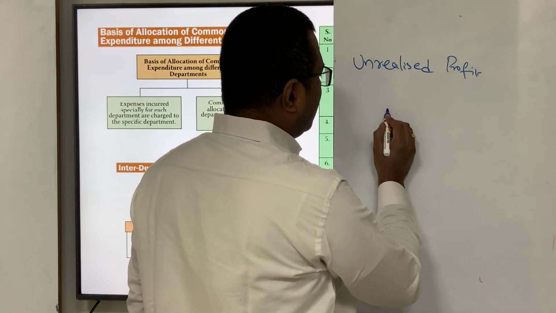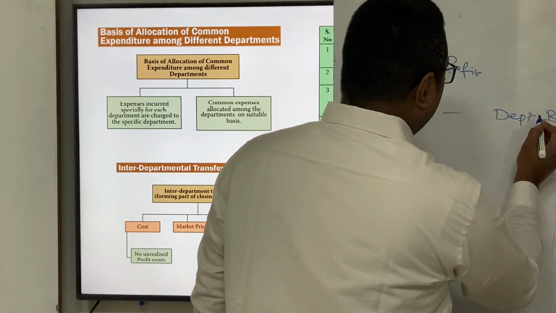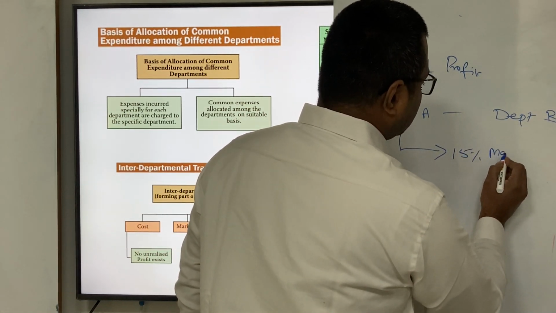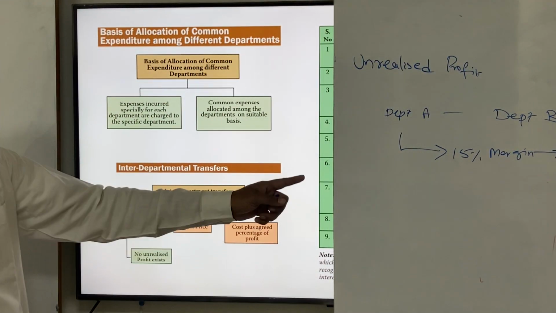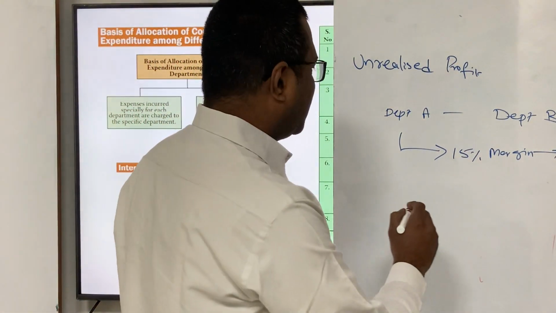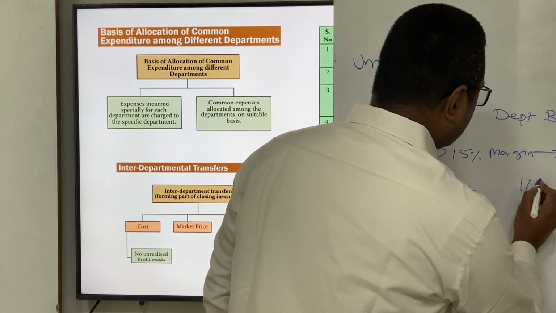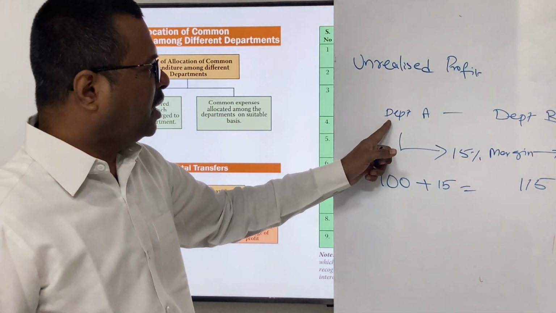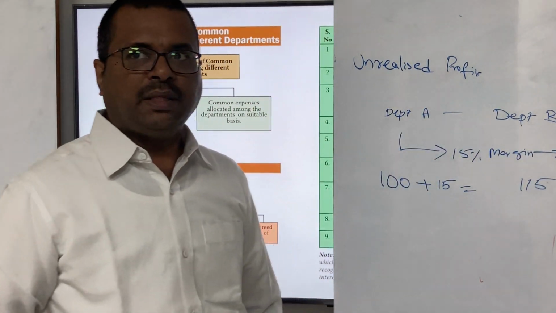Say for example, department A is there and department B. A sends goods at 15% margin to department B. Like say 15% means it falls under this kind of cost plus agreed percentage of profit. So in those cases 100 rupees plus 15 rupees, then it will send goods at 115 rupees. So this will become the selling price of department A, and 115 rupees will become the purchase price of department B.